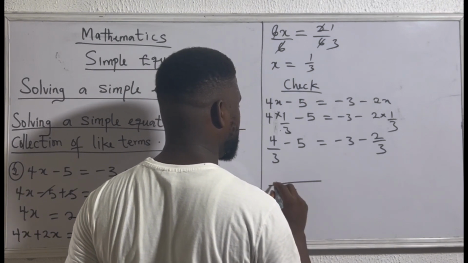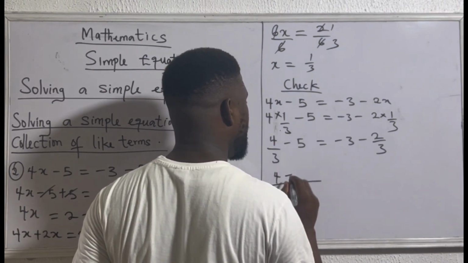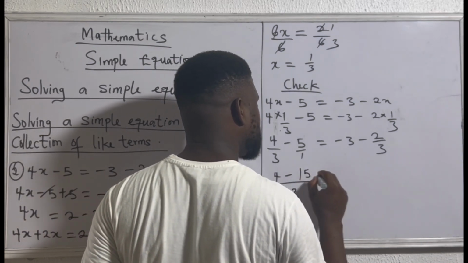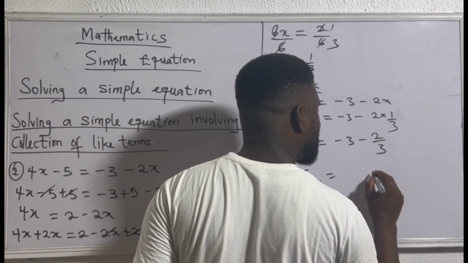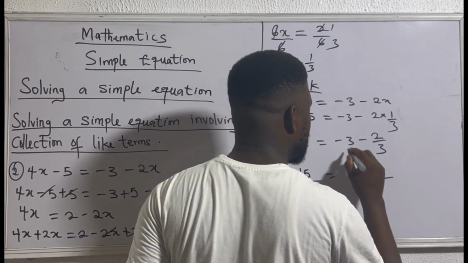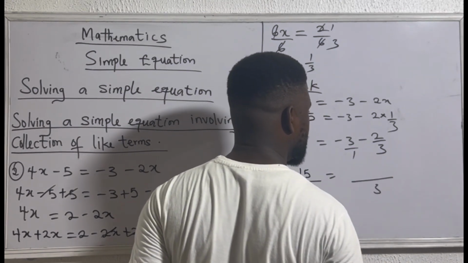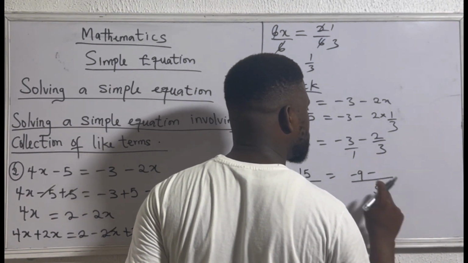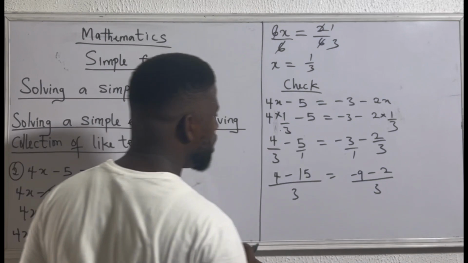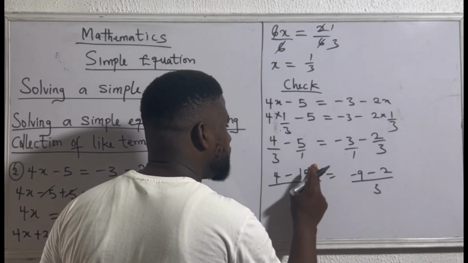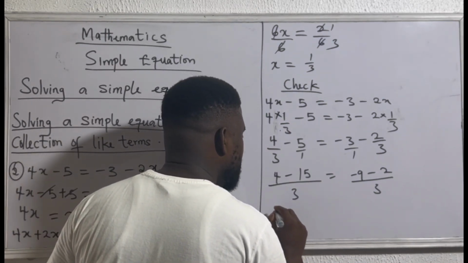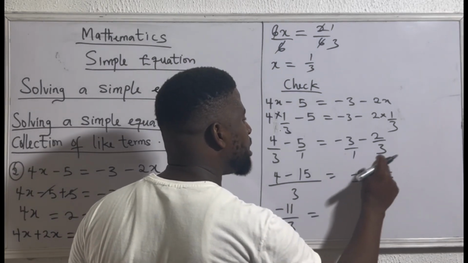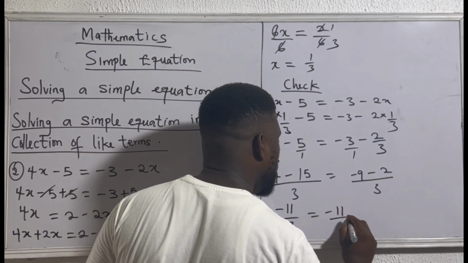We have 3 through 3, 1. 1 times 4, 4. Minus, this is over 1. 1 through 3 is 3. 3 times 5 is 15, which is equal, on the right hand side, LCM is also what? 3. This is over 1. 1 through 3 is 3. 3 times minus 3 gives us minus 9. Minus 3 through 3 is 1. 1 times 2, 2. So this gives us 4 minus 15 on the left hand side is minus 11 over 3, which is equal, minus 9 minus 2 is also minus 11 over 3.